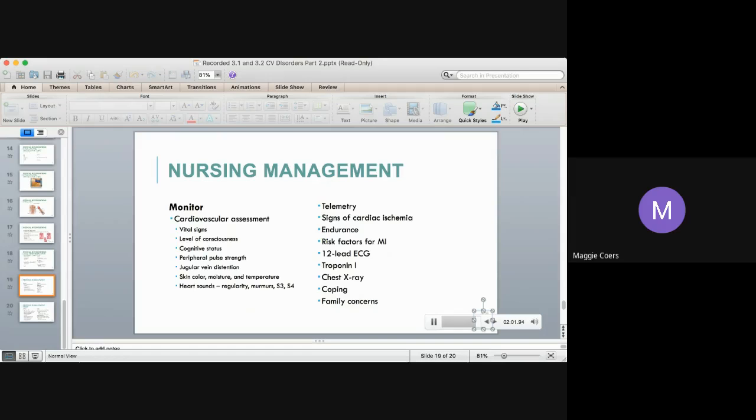And we really want to monitor coping and address any family concerns of the patient. So we want to monitor the cardiovascular assessment and the things that are listed here on your slide, especially right after a cardiovascular event.